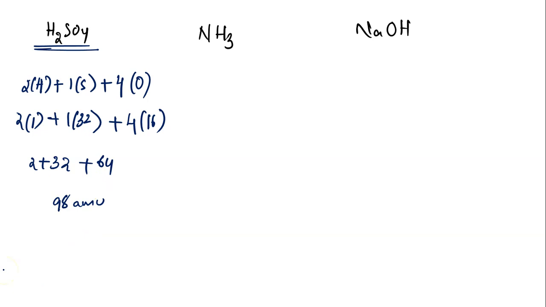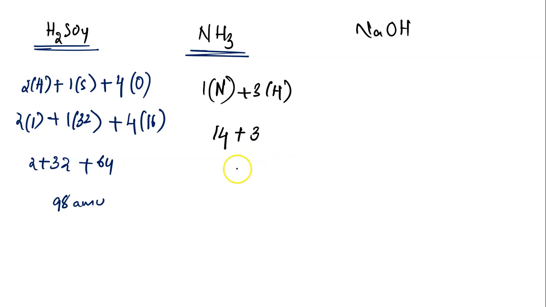Did you get the same answer? If you have gotten the same answer, then that's good. You are doing it correctly. Then what is the mass of NH3? NH3 is very simple because it's a simple molecule. You have 1 nitrogen plus 3 hydrogens, correct? So 1 nitrogen is 14 plus 3 hydrogens is how much? 3 atomic mass units. Altogether 17 atomic mass units.